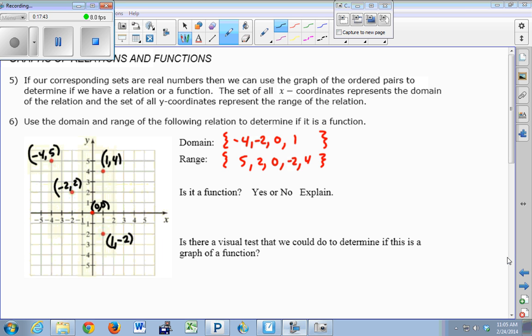So the minute you see something like this, if you list it like this, notice you have 4 elements in your domain. How many elements are in your range? 5. You have more elements in your range than you have in your domain. That's a problem, because it means one of those elements in your domain must be pointing to 2 different elements in the range. And can you see which element in the domain has 2 different outputs? 1, right. If we look at it as an ordered pair, from our graph, we have (1, 4), and we also have (1, negative 2). That's a problem. That makes this not a function.